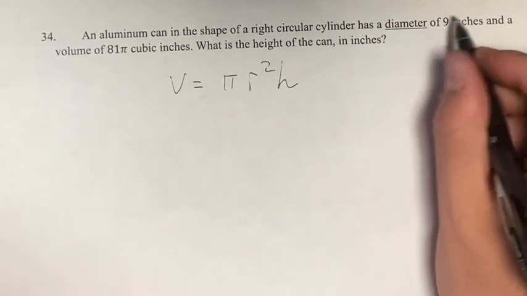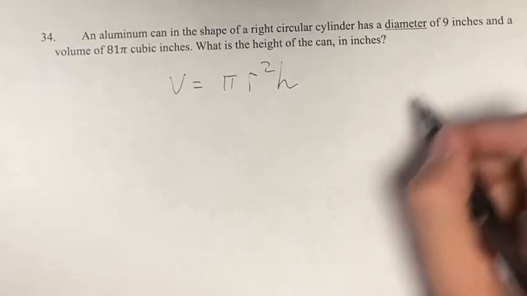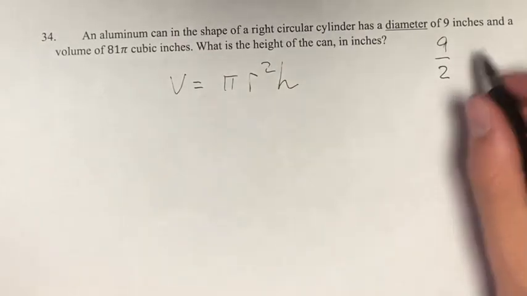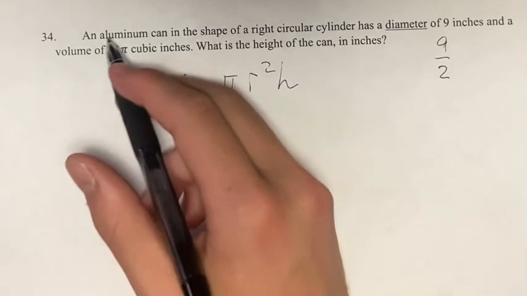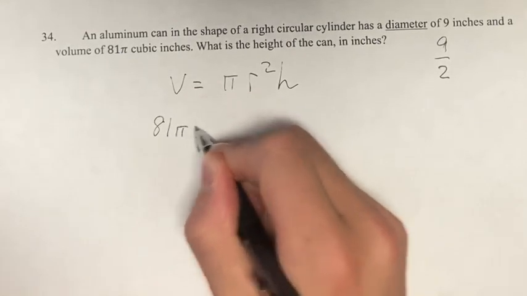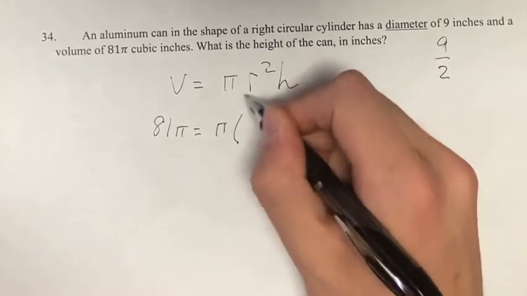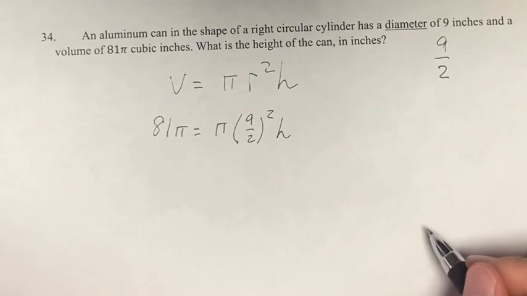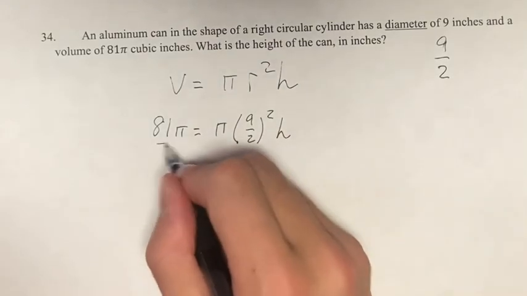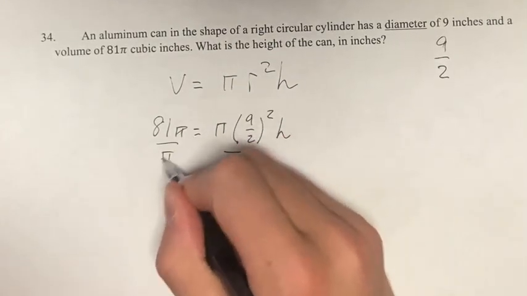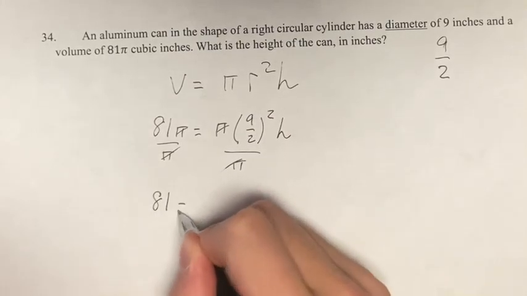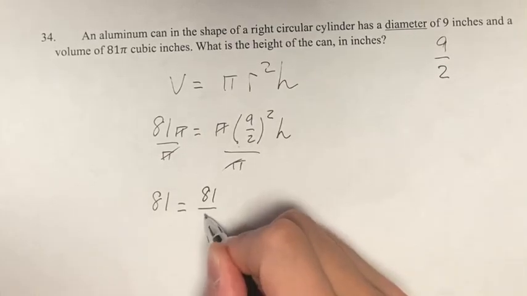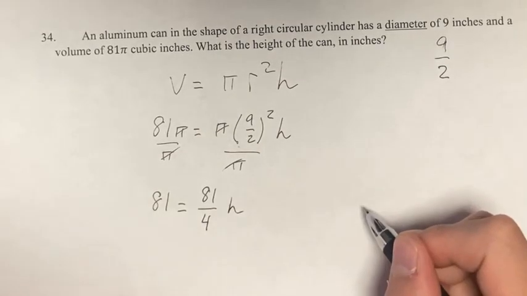So if the diameter is 9 inches, then the radius is half that, so it's going to be 9 divided by 2. And then we're looking to find the height, so let's let that equal h. So our volume, 81π, is equal to pi times our radius, which is 9/2, squared times h, which is our height. So we can divide both sides by pi, which will cancel all these. We get 81 is equal to (9/2) squared. 9 squared is 81, divided by 2 squared is 4, times h.